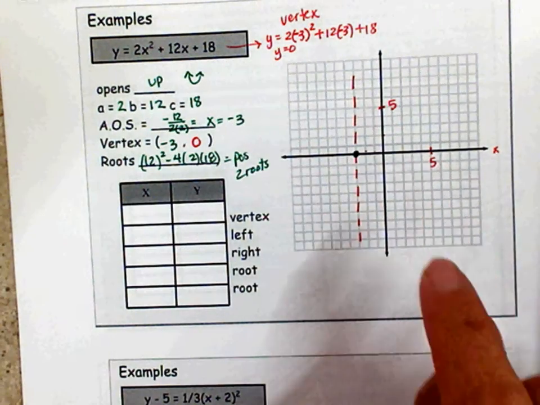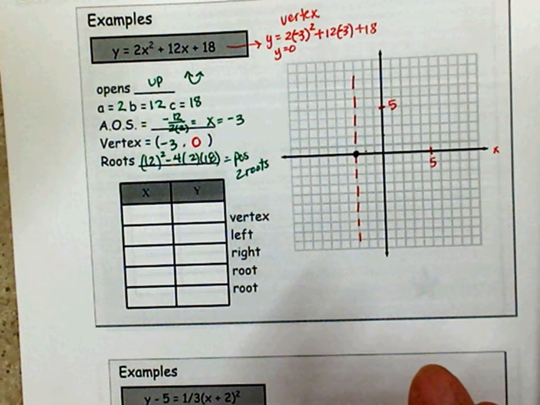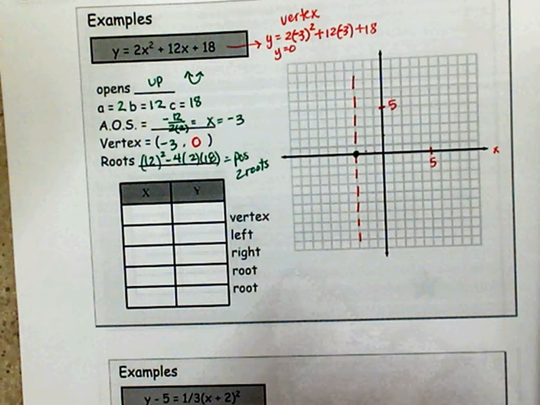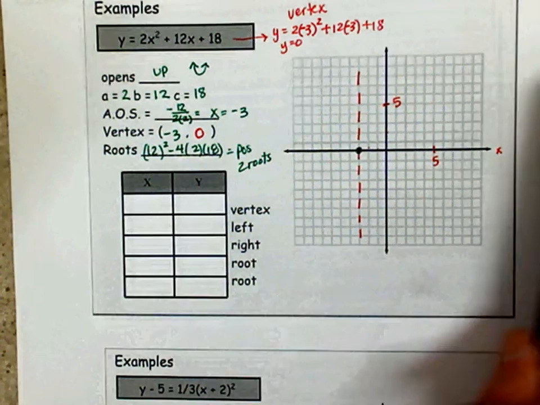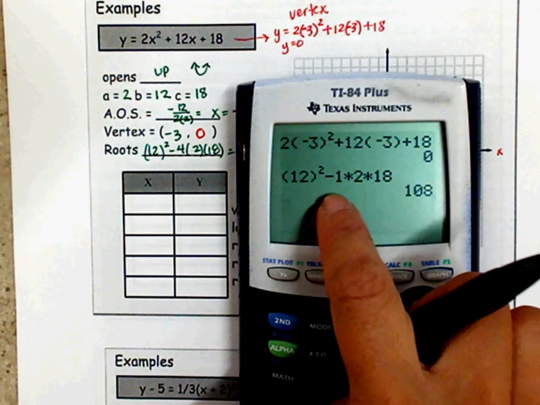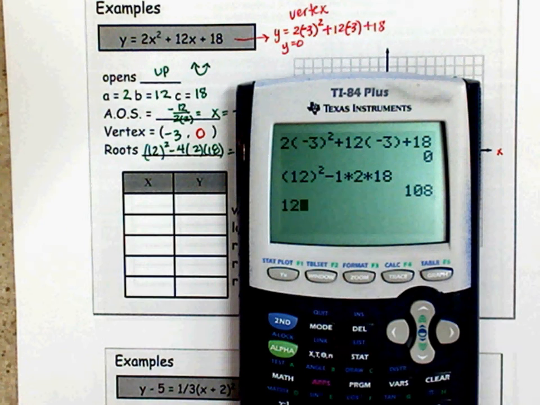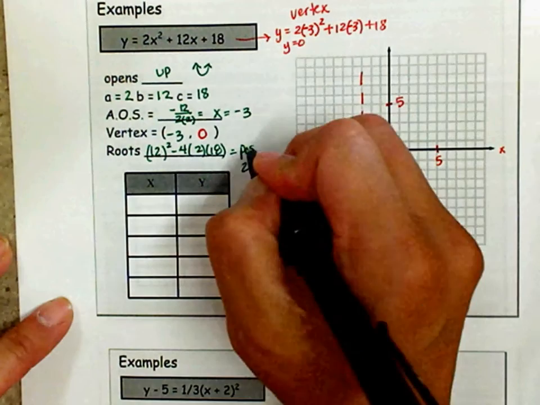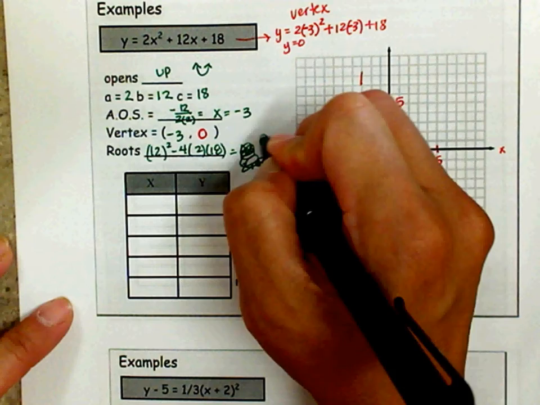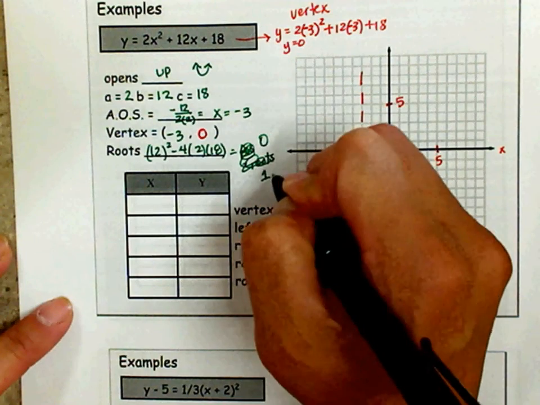I don't know. Something's not right with this. 2 times 12 times 18. Oh my goodness, look at me. Did you see how I messed up? Here we go. Parentheses, 12 squared minus 4 times 2 times 18. 0. Woo! Mark that off. 0. So if it's 0, how many roots am I going to have? 1. Right there. Okay? All right.